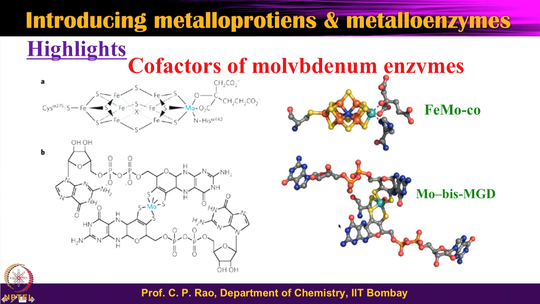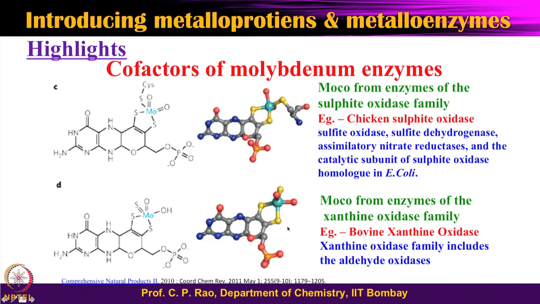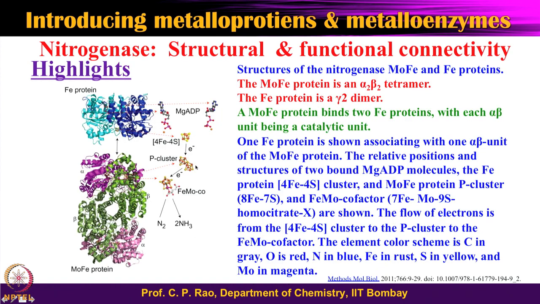Now, when you come to the cofactors of oxidoreductases, you see that this moiety is called a pterin moiety, and this is a phosphate, this is a sugar, this is a base. So, it is basically a kind of nucleotide with the pterin molecule. You can have the di form, or also the mono kind of thing. So, all these kinds of cofactors are present in the molybdenum enzymes.